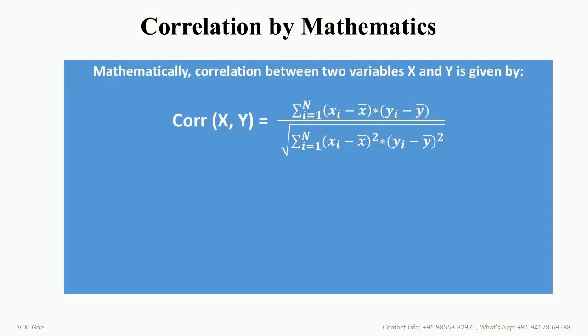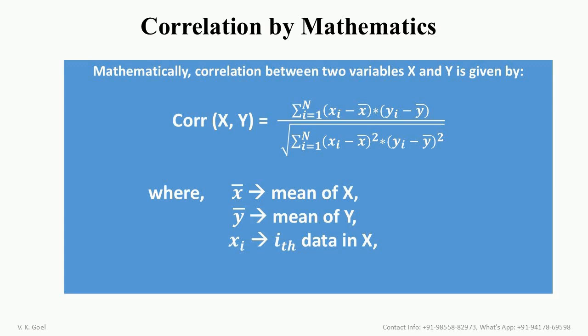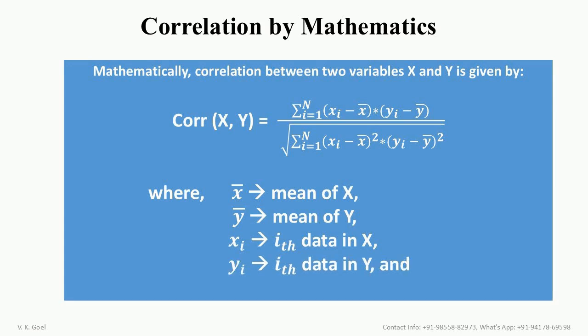Now, let us understand the correlation by its mathematics. The mathematical formula for correlation is given here. Here, x bar is the mean of x. y bar is the mean of y. xi is any data in x, yi is any data in y, and n is the number of data elements.